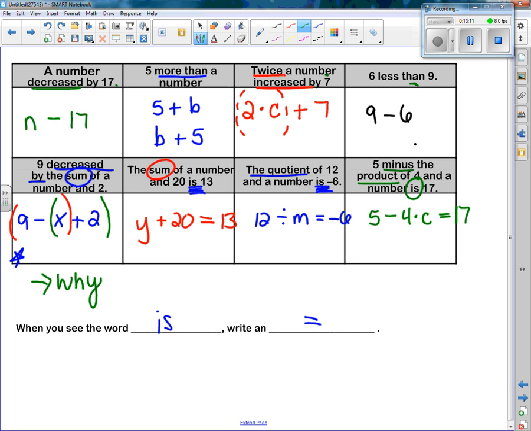I would also like you to put a star by this one. We're going to talk about this one in class. My question here is, do you need parentheses? And again, make sure that you can defend your answer on that one.